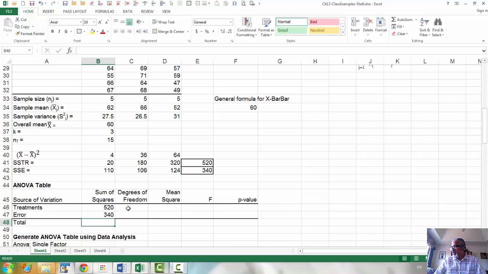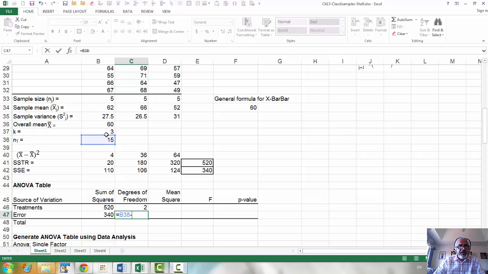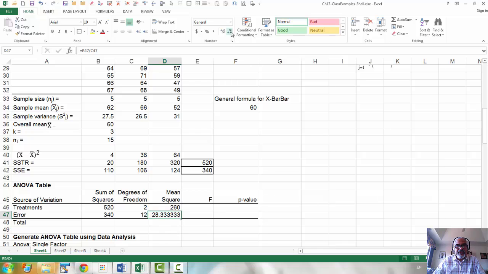Okay. Now treatment degrees of freedom is k minus 1. So that is k minus 1. And error degrees of freedom is n sub t minus k. So that's n sub t minus k will give us the error degrees of freedom. Mean square is sum of squares divided by degrees of freedom. That's our MSTR. Now sum of squares of error divided by its degrees of freedom will give us MSE. Okay, let's decrease the decimal places here. So that is our MSE.